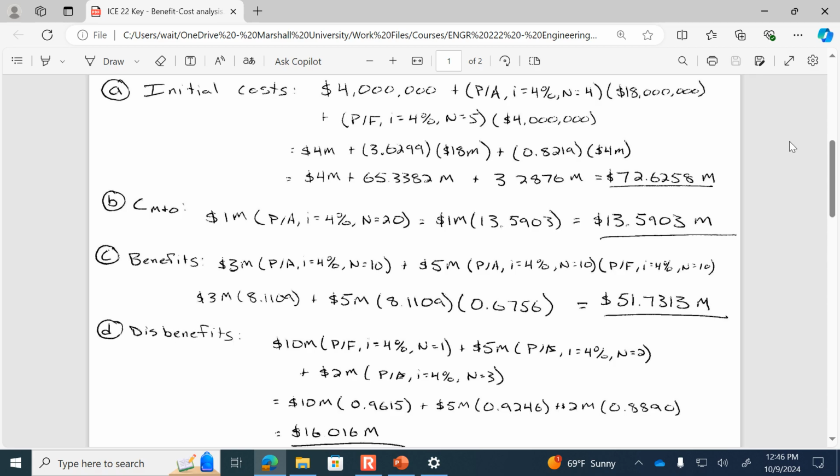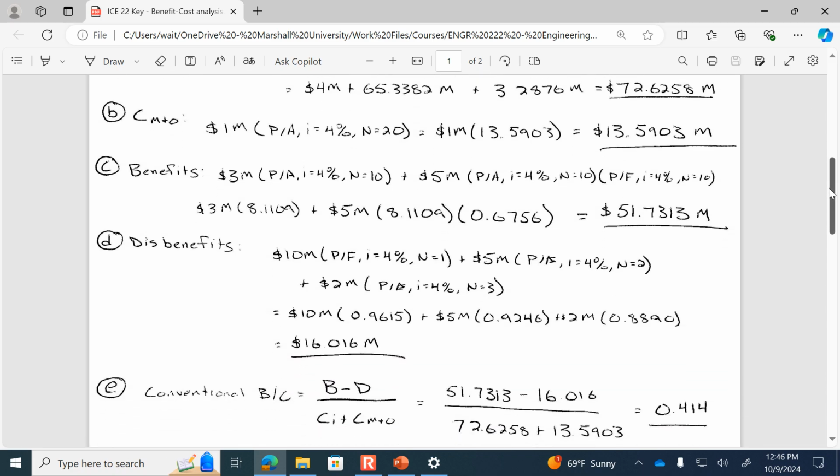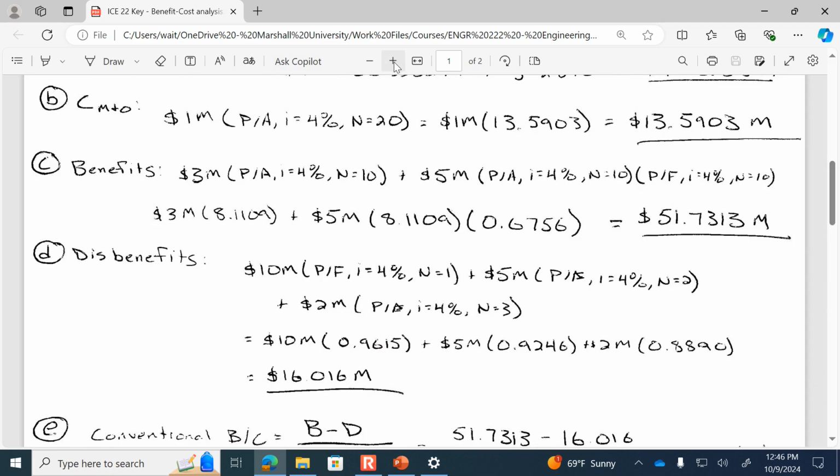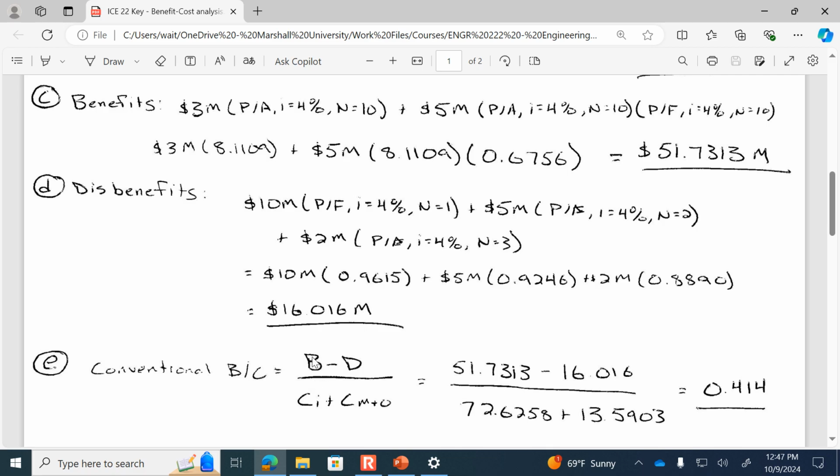So I asked you to calculate both the conventional benefit cost ratio and the modified. So the conventional is that we'll take the benefits and subtract the disbenefits in the numerator, and then put all of the costs in the denominator. So the initial costs plus the maintenance and operation cost. So the ratio is less than 1.